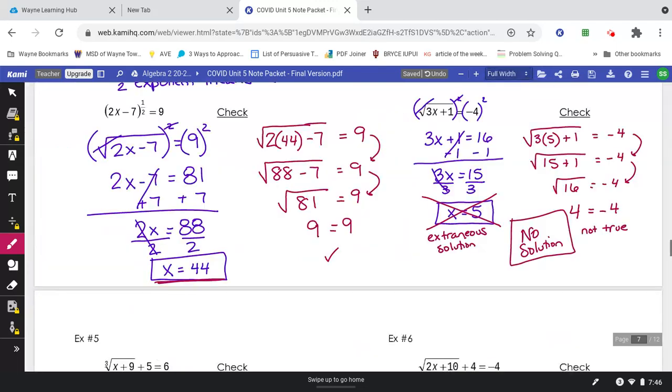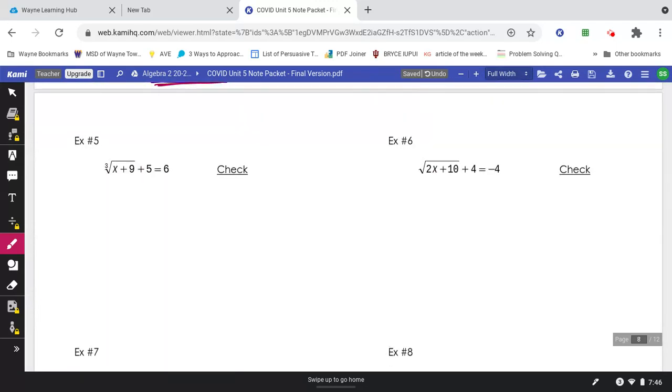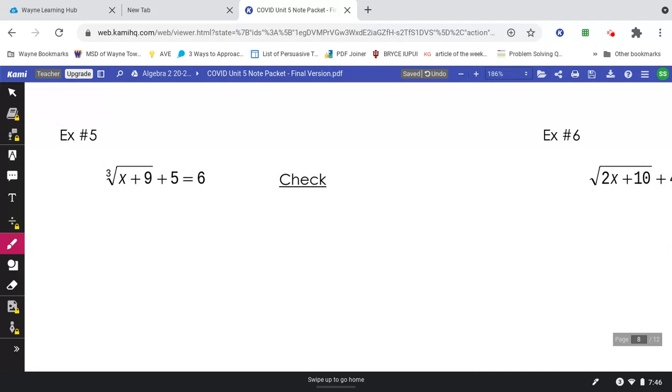All right, let's move on to the back side. Example number 5. For this one here, notice this 5 is not underneath the square root. You want to move that 5 to the other side first. So move the number not in the root bar.